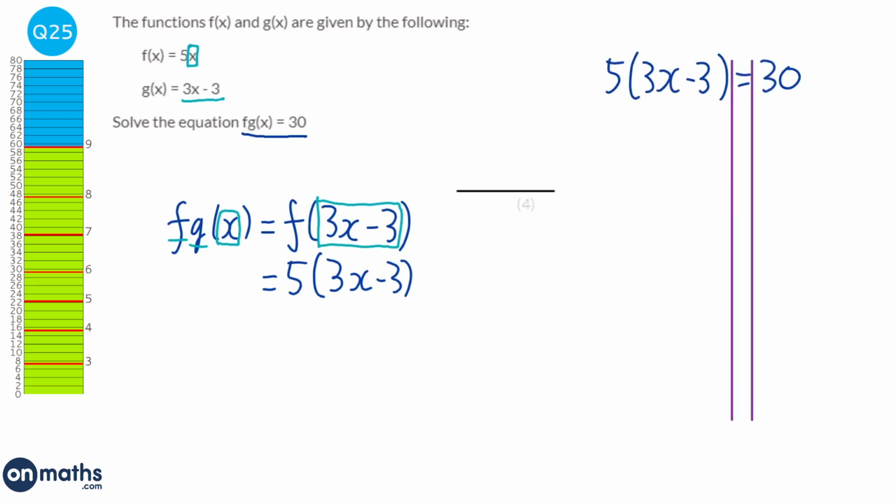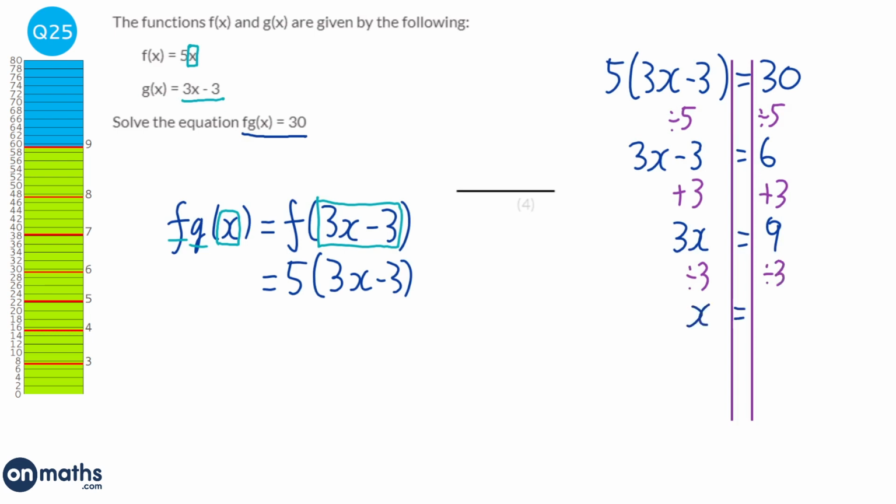We're going to start off by dividing the 5 both sides. We don't need to expand the brackets. We can just get rid of it by dividing by 5. And that will give us 6. I'm going to add 3 to both sides to get rid of that minus 3. And that will give us 3x on the left hand side and 9 on the right hand side. Then we're going to divide by 3 to get rid of that 3 before the x. So it just becomes x equals 3.